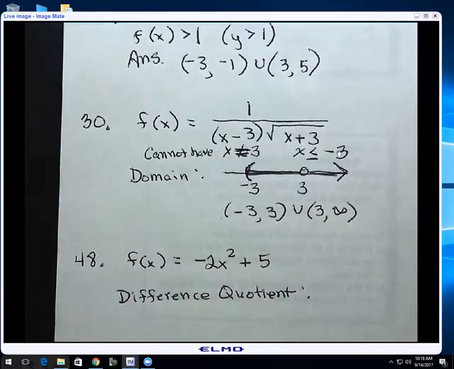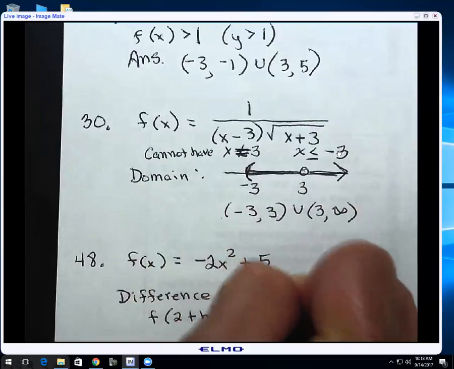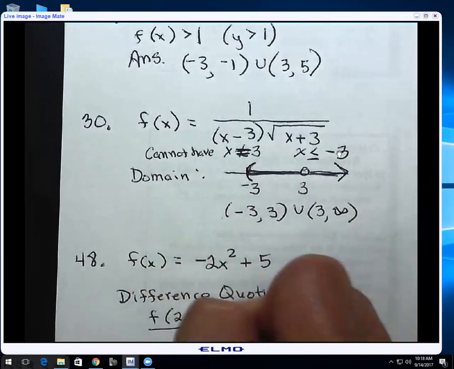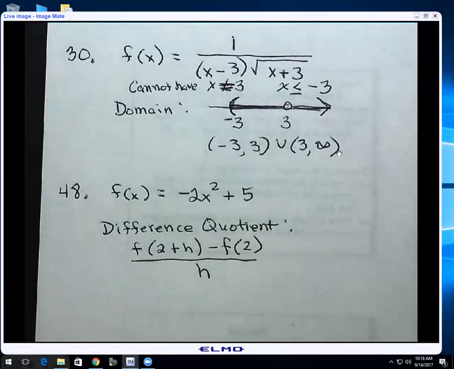It tells you what the difference quotient is. f of 2 plus h minus f of 2, divided by h. That's just a recipe. Not a recipe for disaster, a recipe for the difference quotient. And we're just going to follow that recipe step by step for the function that we're given. What does f of pig mean? f of pig: put pig in place of all the x's.